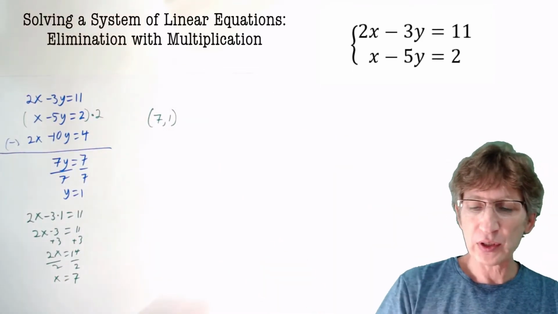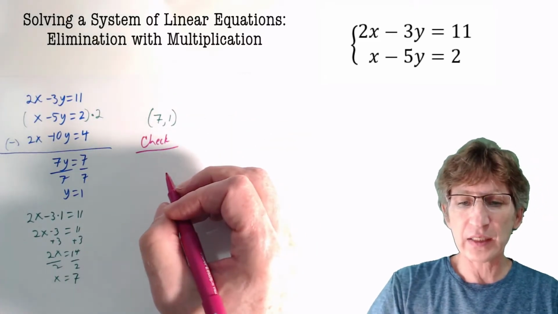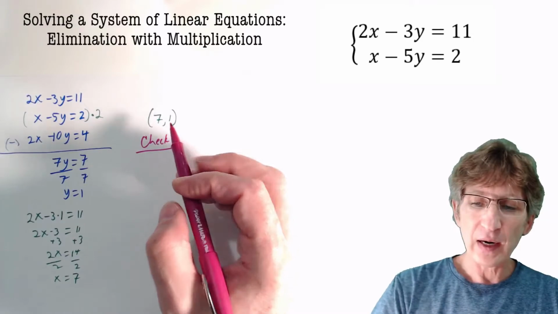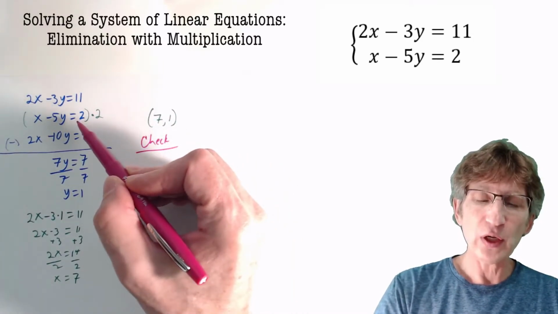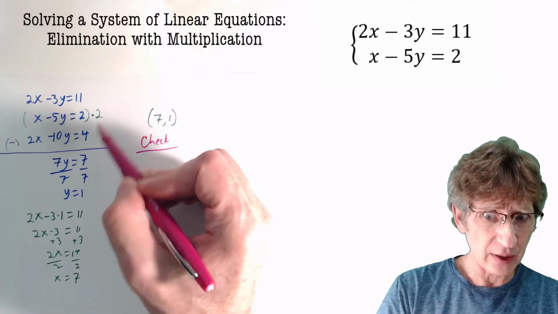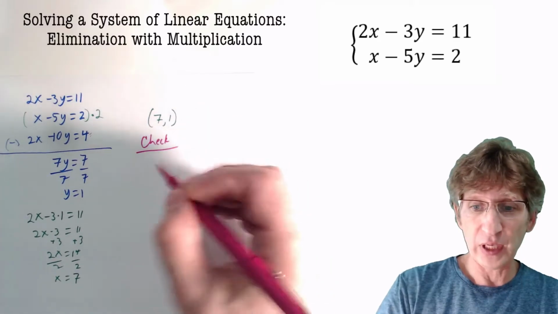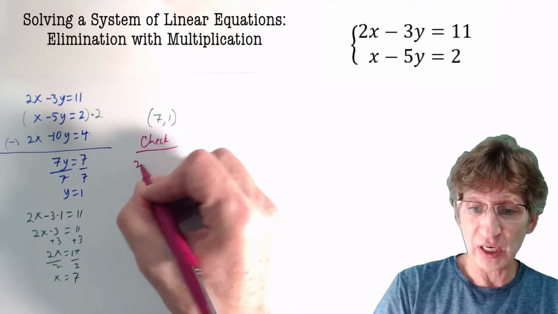Of course, we want to check the solution and be sure that we are correct. We're going to take the ordered pair and use it in both of the original equations. Just in case we made some error by multiplying, we want to go back to the original equations, and that would help us catch an error.